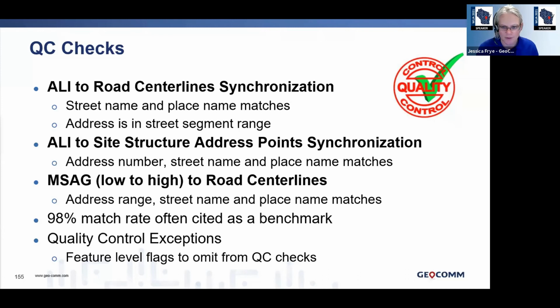And then the MSAG low and high to the road center lines. Now, this is not something that, as we transition to Next Gen 911, is deemed an overly important synchronization. But what you uncover here with the MSAG, or Master Street Address Guide, to road center line synchronization is what some of those gotchas are in the legacy fields, and it really helps you then populate the 4 legacy road center line fields for that MSAG conversion service that is a part of the Next Gen network.